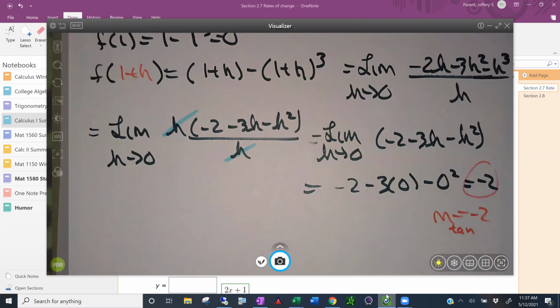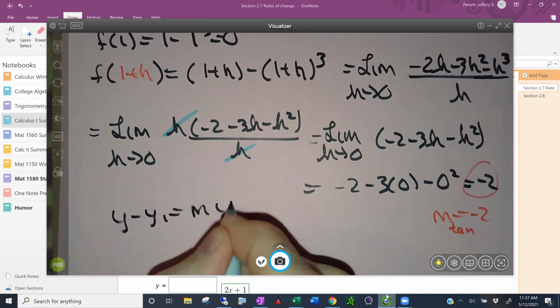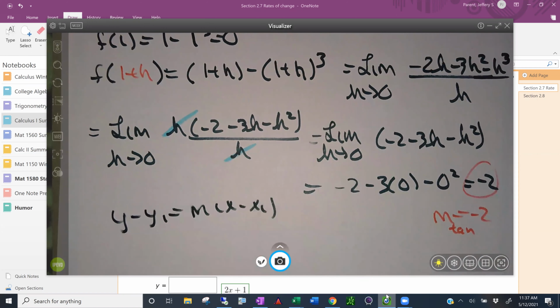Let me remind you on how to find the equation of a line. Personally, my favorite is y minus y1 equals m times x minus x1. That one gets it done for me. My son's calculus teacher did something much different, which drove me crazy, but whatever.